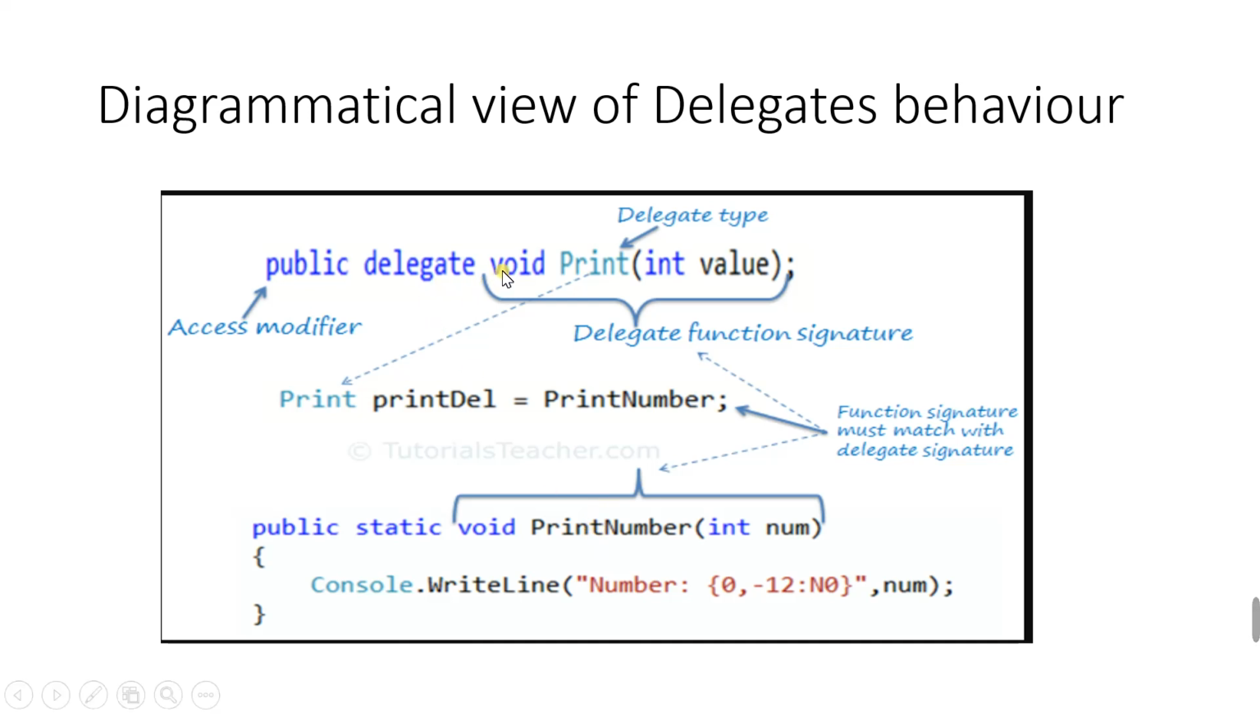Like the return type of delegate is void and the parameters are integer. So the function that we are assigning to the delegate has the return type as void and an integer parameter. Then only you can assign your function to the delegate, and the delegate directly calls that function.